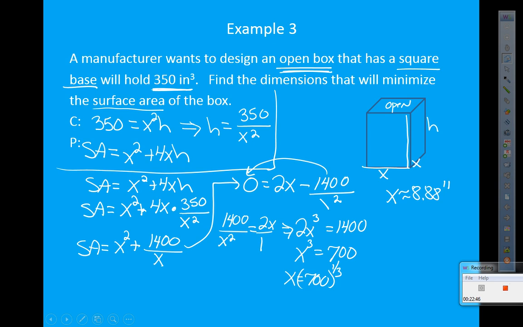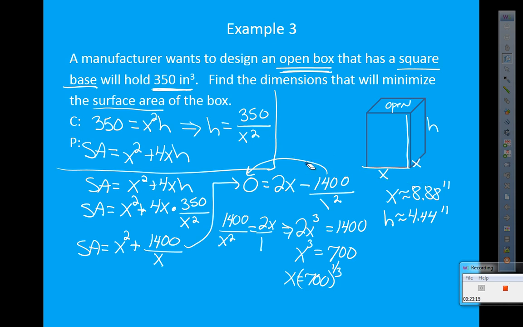Now I need my h value. So I'm going to bring this number right here, the 8.88, right back into there. And I'll go 350 divided by 8.88 squared. And I'm going to get that my height is going to be about 4.44 inches.